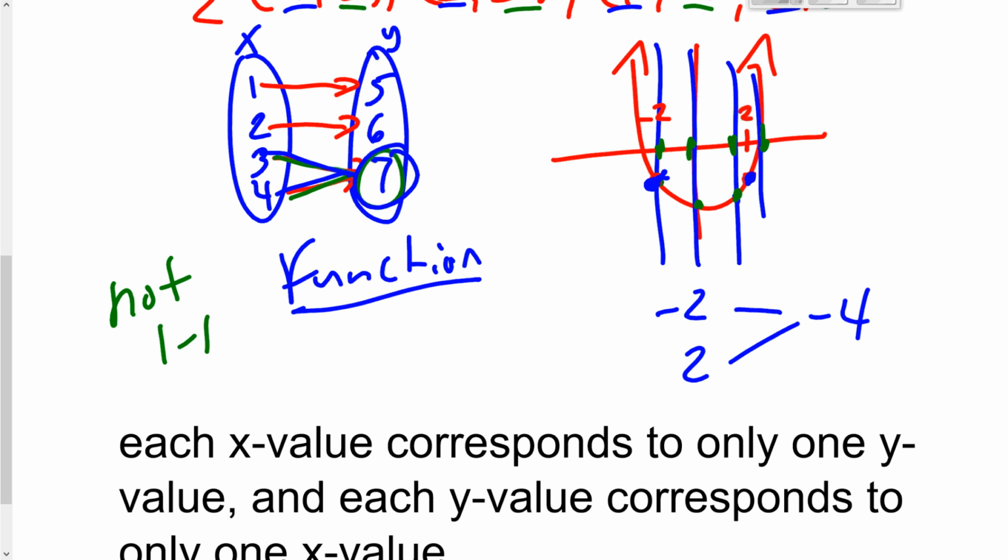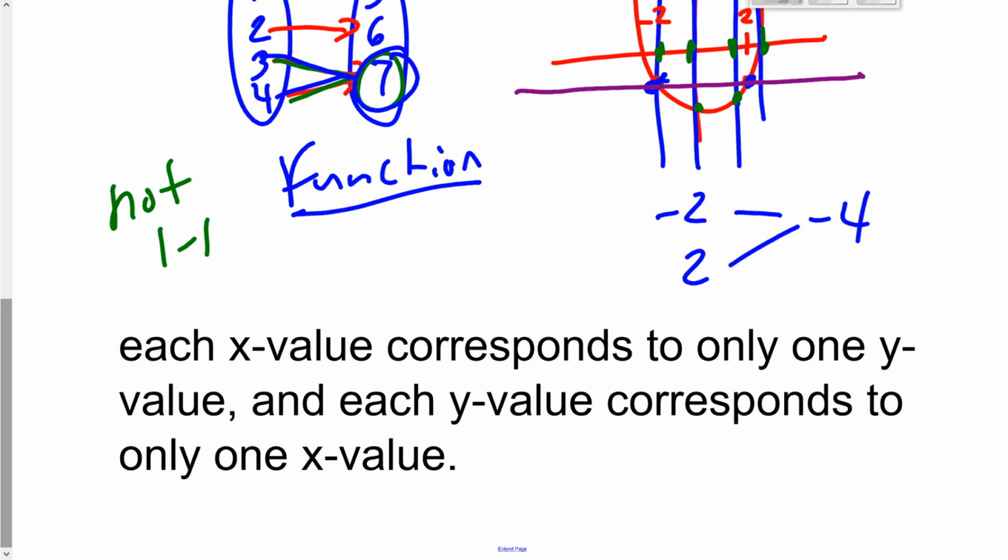But we can see in all parabolas that there's always going to be similar y values, right? Because the parabola goes both up to the left and up to the right, or down to the left and down to the right. It's a parabola. Okay, so that means that there's a second test called the horizontal line test. So in order to be a one-to-one function, you have to pass both the horizontal and the vertical.